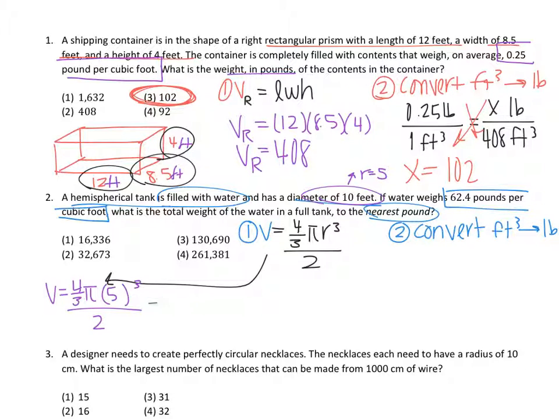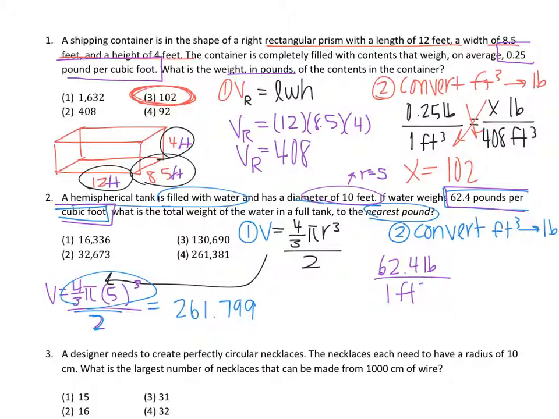If you're practicing typing in this calculator, again, I strongly suggest it. Type the top part in first, then type divided by 2. Once you do that, you get 261.799. From here, I'm going to convert this to pounds. So we take this statement, 62.4 pounds per cubic foot, and change it to a fraction. 62.4 pounds per, meaning division, 1 foot cubed.